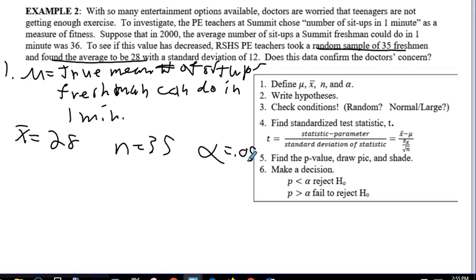We've identified mu, x bar. Oh, got standard deviation. My bad. Standard deviation is right here. Standard deviation of 12.